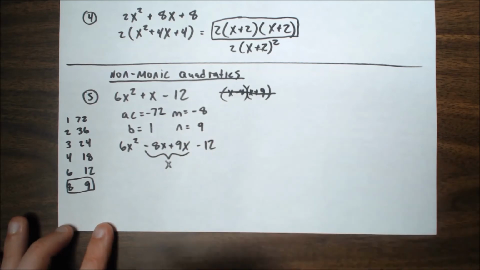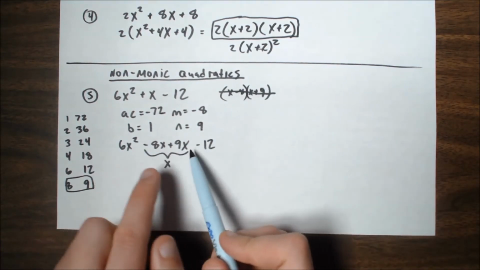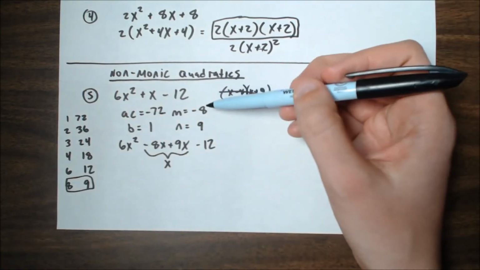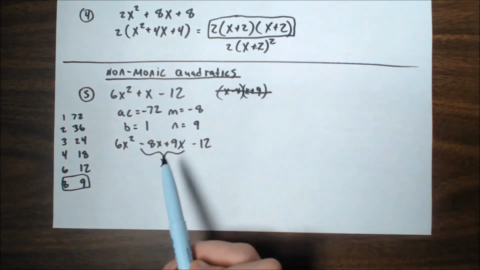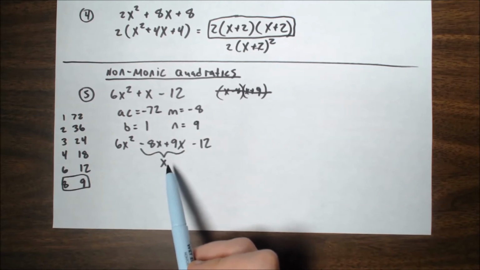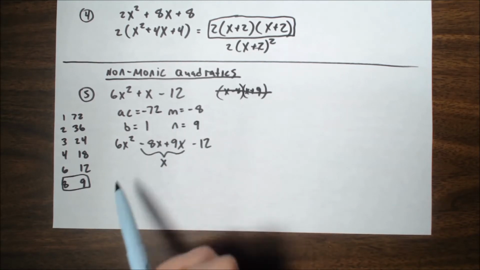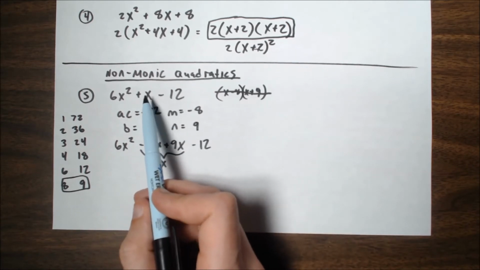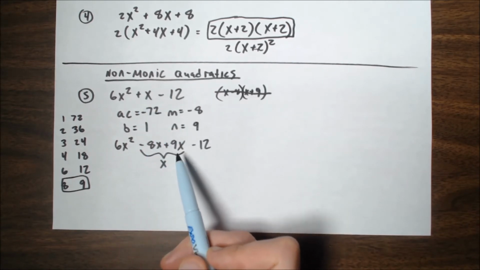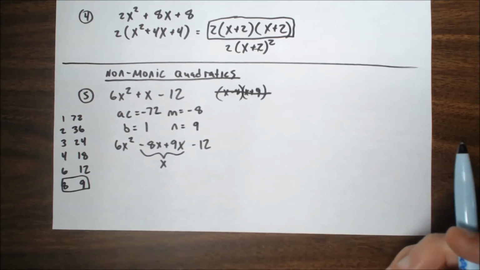Remember, that's just 1x, right? We know that these add up to make 1x because that's part of the reason why I picked these numbers. I knew they would add up to make b, which means I can rewrite bx as mx plus nx, okay? So I've simply rewritten, I kind of split that x into a negative 8x and a positive 9x. I'm allowed to do that, right?